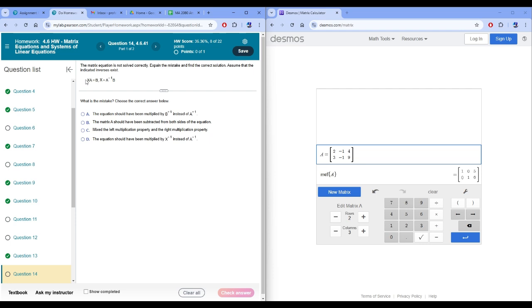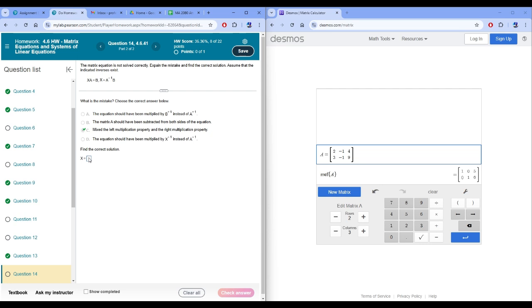The matrix equation is not solved. Explain the mistake and find the solution. So multiply x from the left. Oh, we have to multiply negative a from the right. The equation should have been the left multiplication property and the right multiplication property. Mix the left multiplication property and the right multiplication property. Maybe it should have been subtracted. No, the equation should be multiplied by x to the negative 1 instead of a to the negative 1. I'll change that, because then if that's the left, that should be the answer. No, so should have been. I'm gonna say it's this. Mix the left multiplication property and the right multiplication property. I don't know what that property is, but okay.